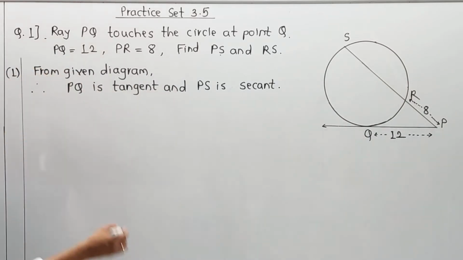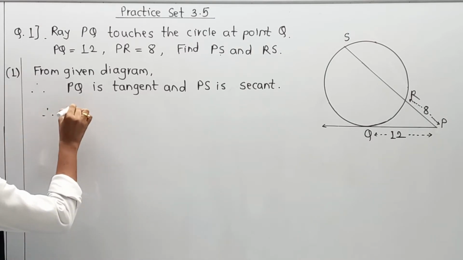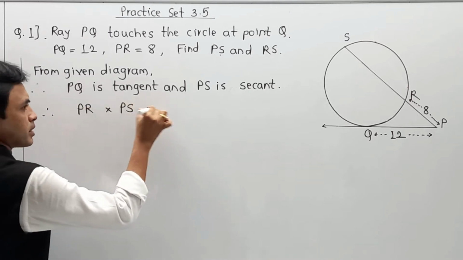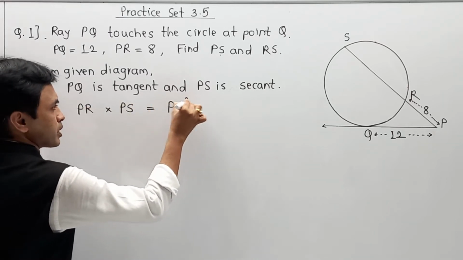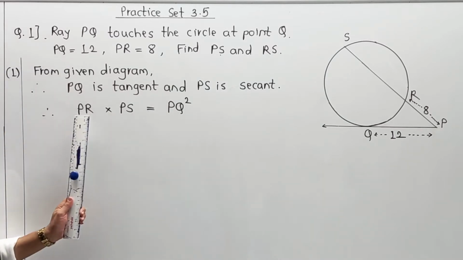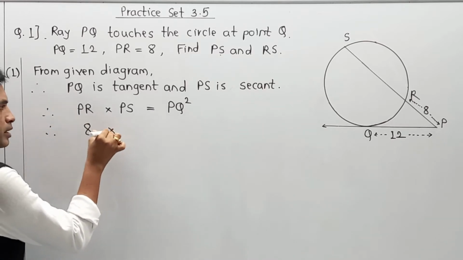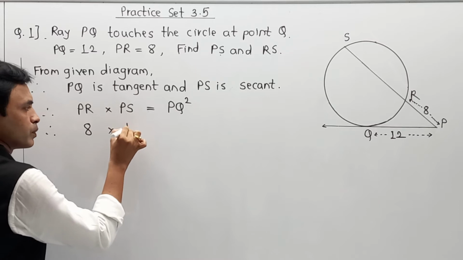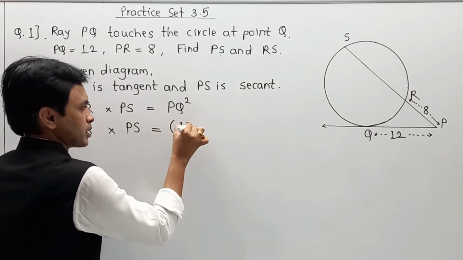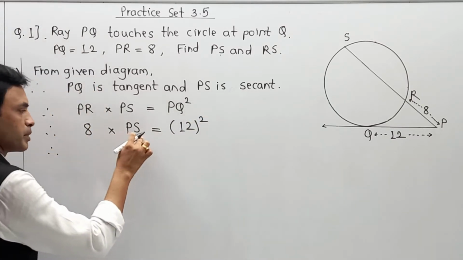So writing that part over here, PR into PS is equal to PQ square. Why have I written it like this? Because the unknown is on this side. Next, the value of PR is 8, so 8 into PS, we don't know PS, is equal to PQ square. PQ square is nothing but 12 square. And here PS is equal to.